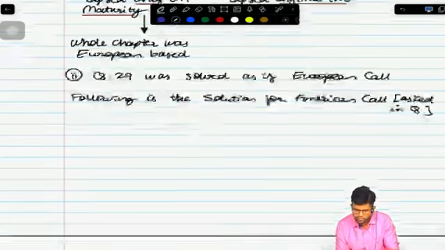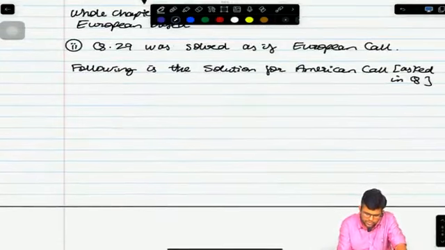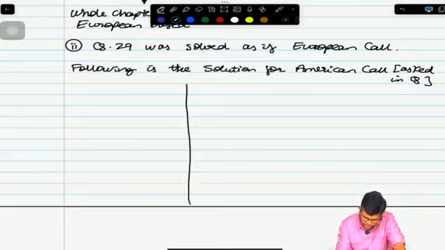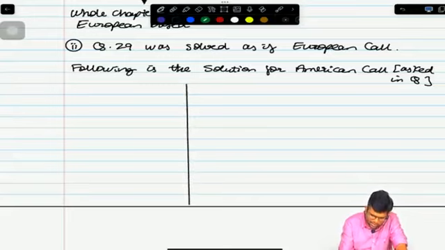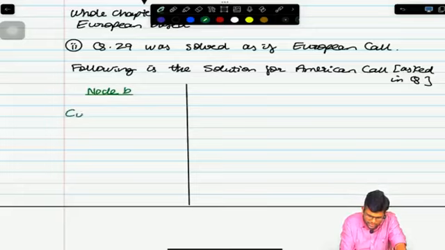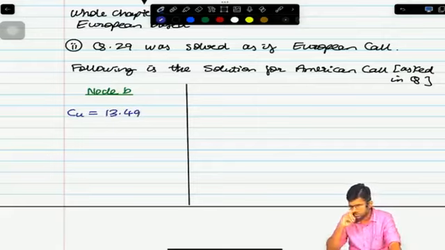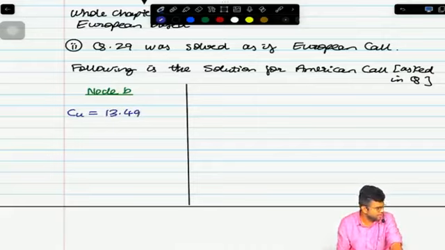So, students, now don't write anything. Please pay attention. I am now talking of node B. At node B, can I say we got CU as 30? Now, everyone go to the node B calculation. We got CU as 13.49. I hope everybody is listening. We got CU as 13.49.